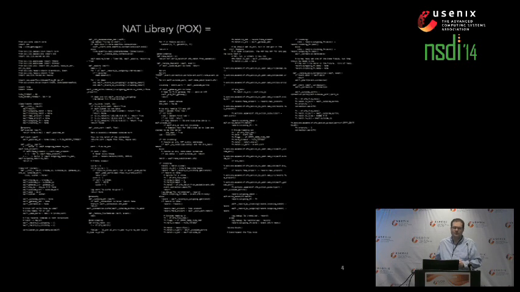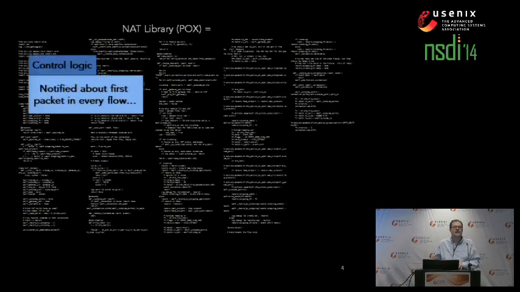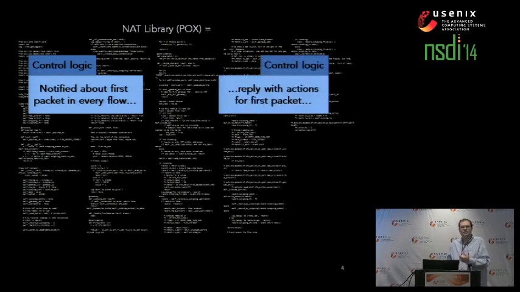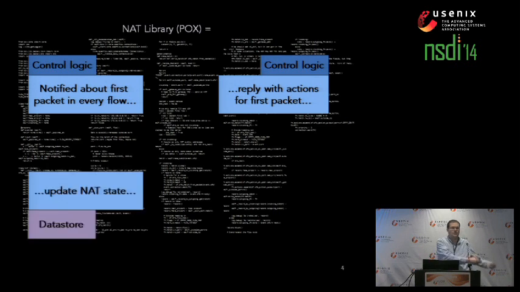Let me give you an example of what I'm talking about. This is a NAT application written for POX. It's got a lot of different things that it has to do. It has to explicitly respond to packets arriving from the switches. It has to also reply to those packets, to the switches, telling the switches how to forward packets, how to translate packets. It has an internal state, keeping track of all of the NAT flows and what ports are being used for them. It's got to update that.